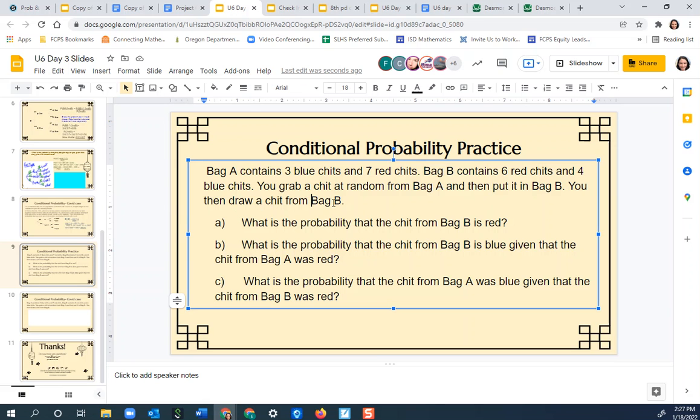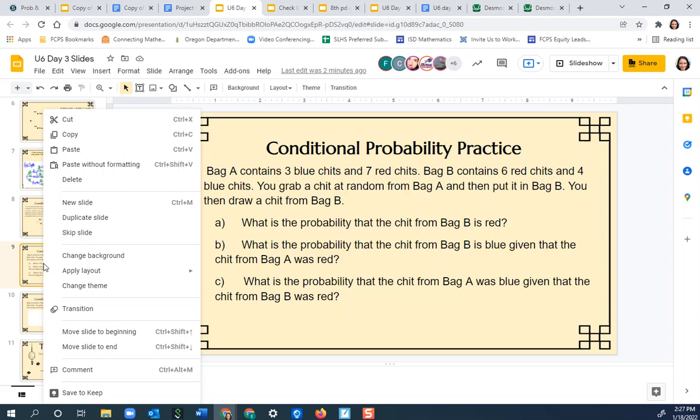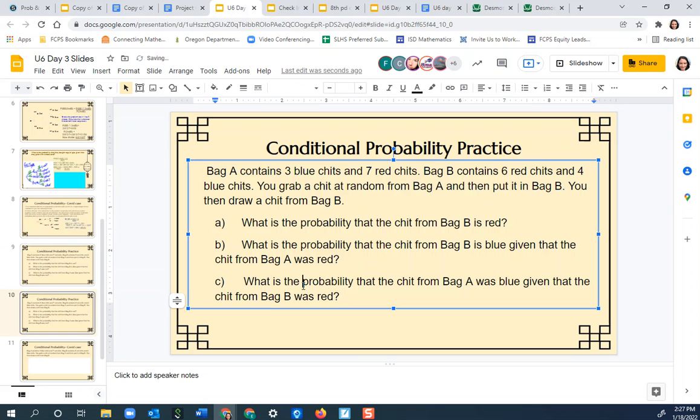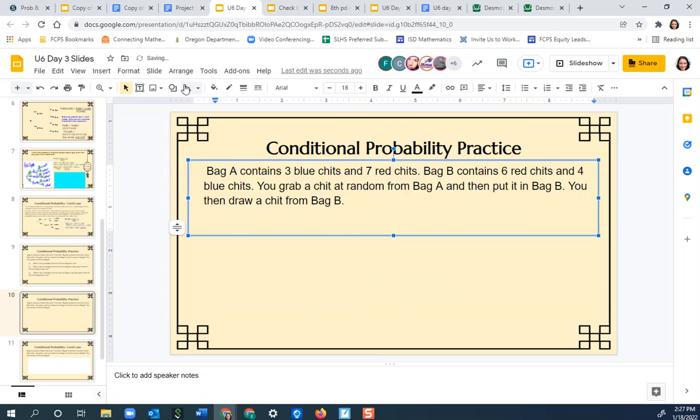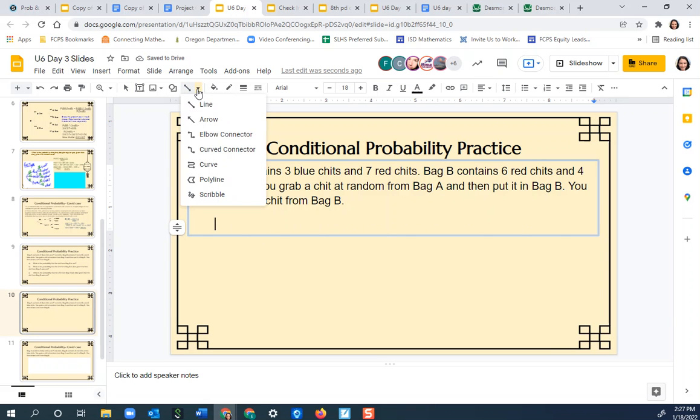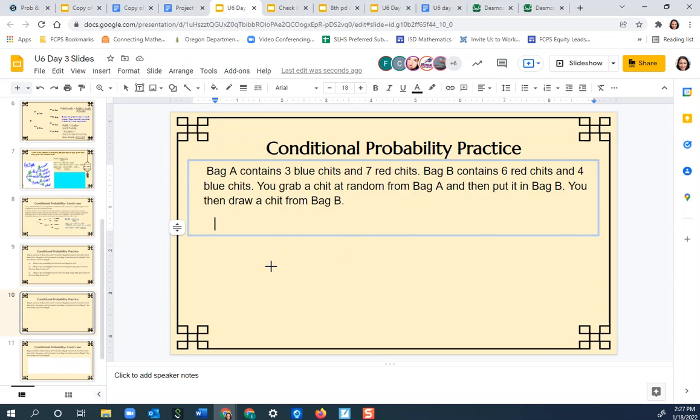So what I want to do is make a tree diagram for that because it's so confusing. I'm going to duplicate that and get rid of this here. Okay, so the first thing we do is we choose either a red or a blue from bag A.